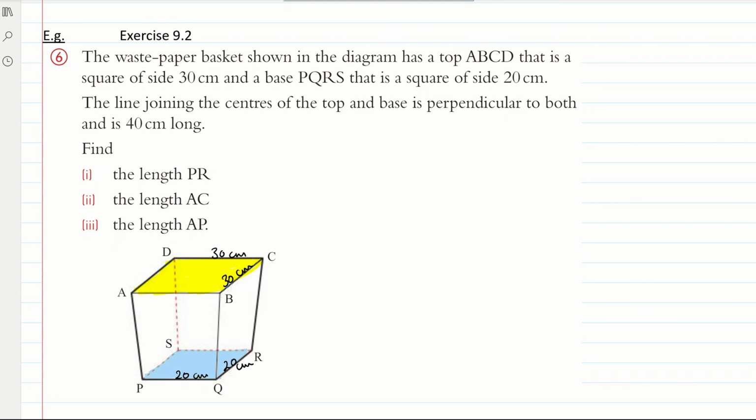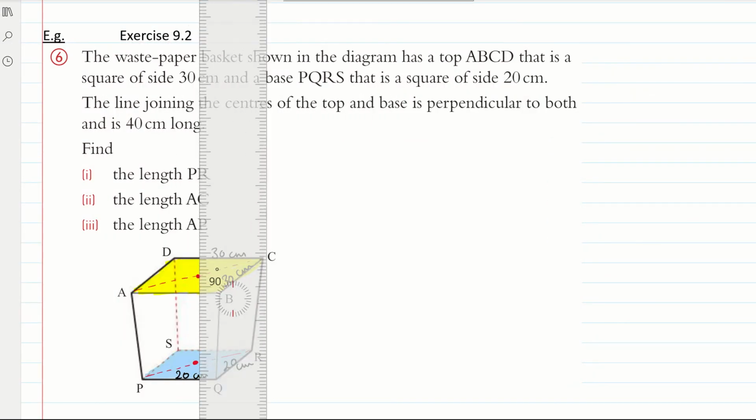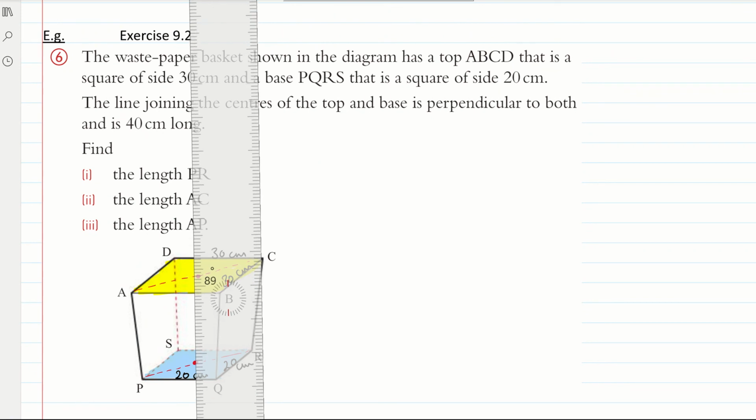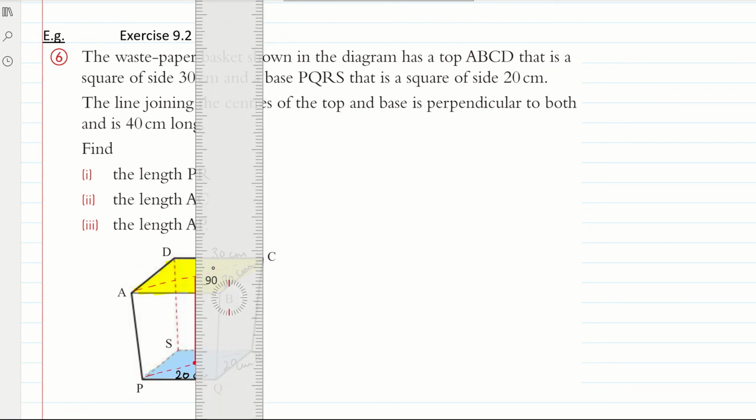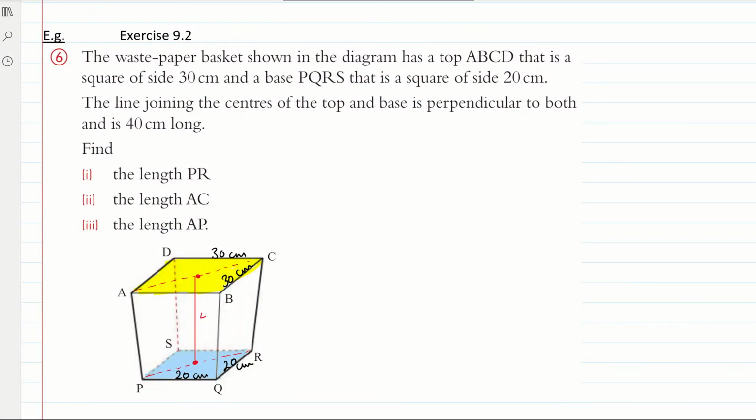Where is the center of the top and the base? Well, the center is about here. It kind of lies on the diagonal. It's the intersection of the diagonals. And that's the center of the top, that's the center of the base. Again, it's the intersection of the diagonals. So that line there, let's put one there, is perpendicular and is 40 centimeters. And that will come in handy, but just reimagining the question, that's the general diagram.